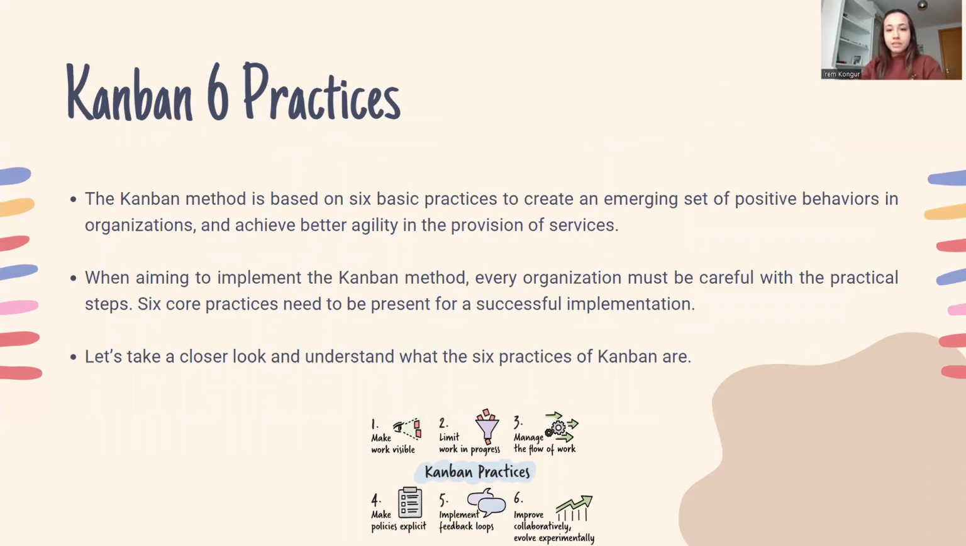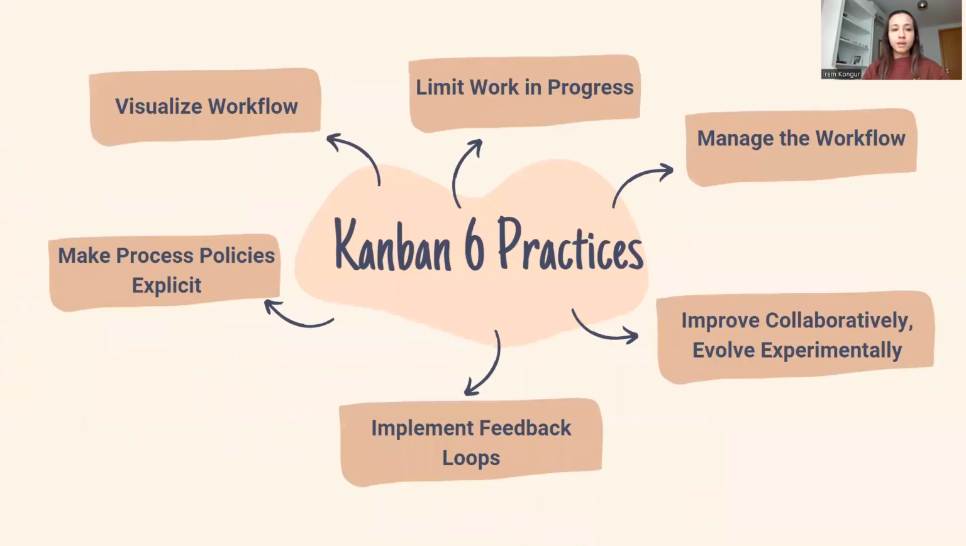The Kanban method is based on 6 practices to create an emerging set of positive behaviors in organizations and achieve better agility in provision of services. When aiming to implement the Kanban method, every organization must be careful with the practical steps. 6 core practices need to be present for a successful implementation. Here you can see the 6 practices, and we will be explaining them in detail.